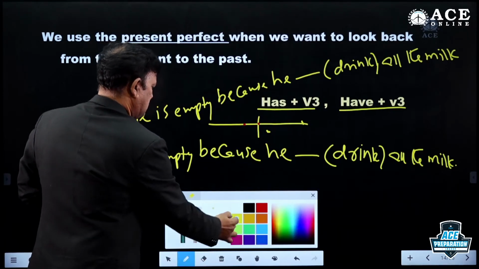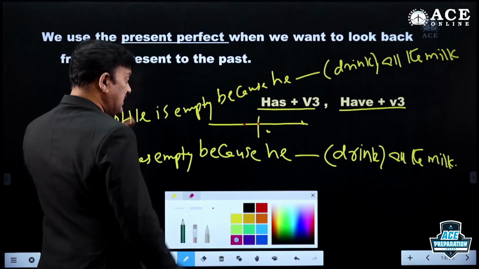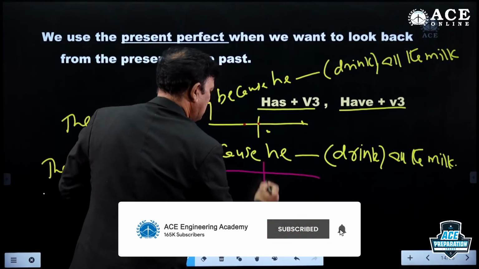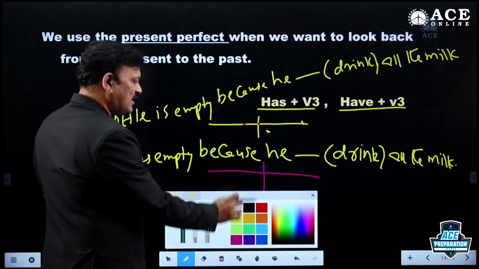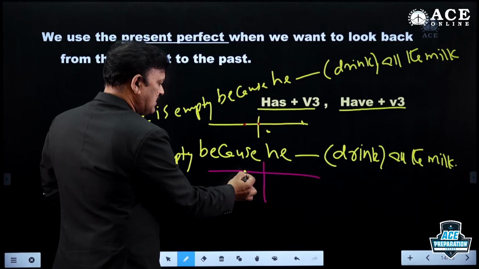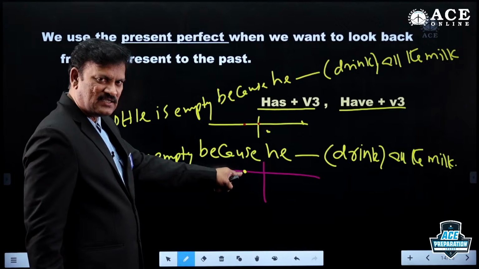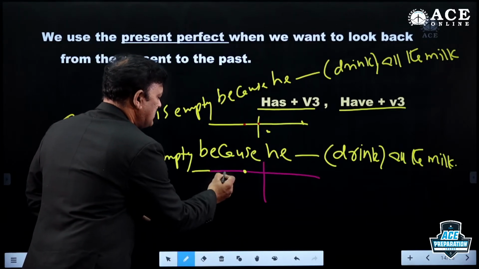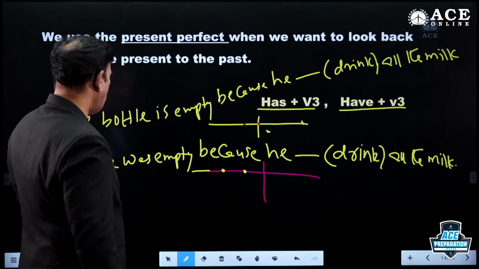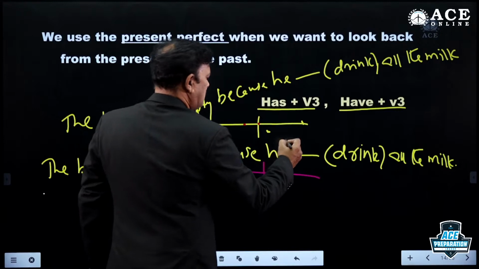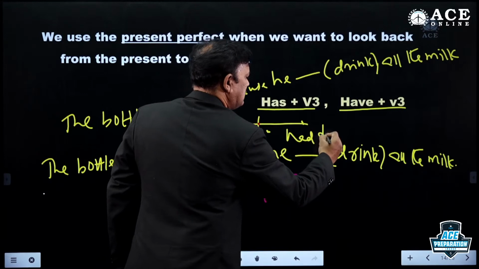Now, look at this. The bottle was empty. On this scale, where do you think I need to put this mark? Bottle was empty. Obviously, this is past, was. Now, this is the result for an action which happened here. So first, give me the answer for this. The bottle was empty because, past of the past, had drunk.